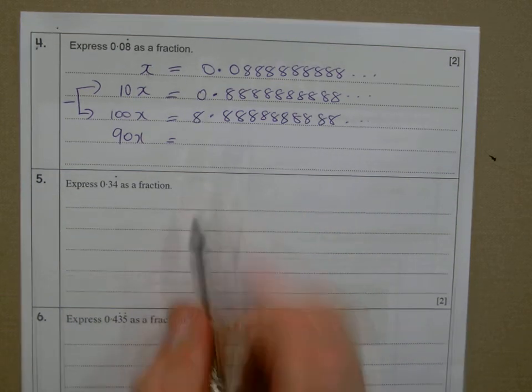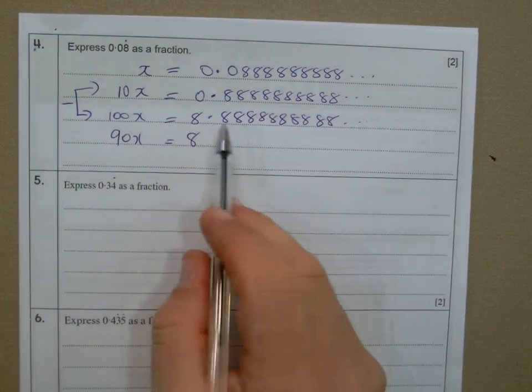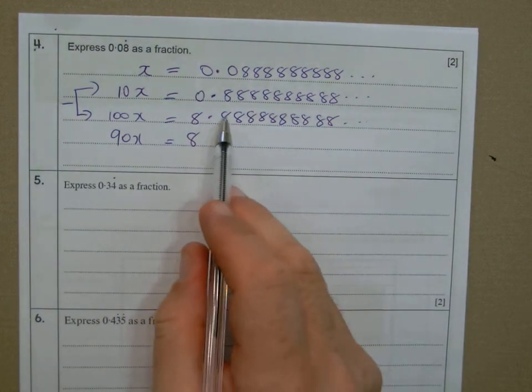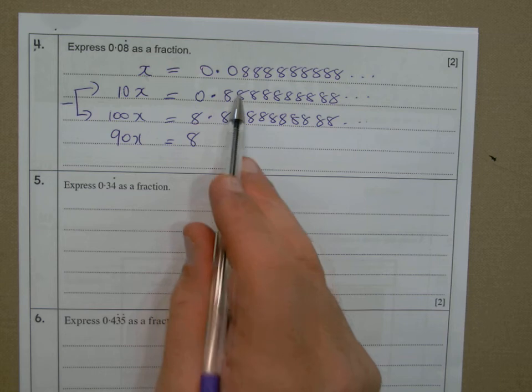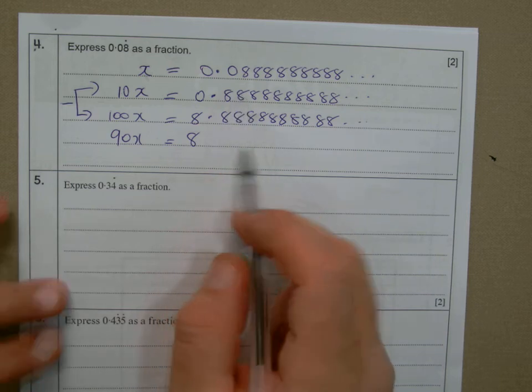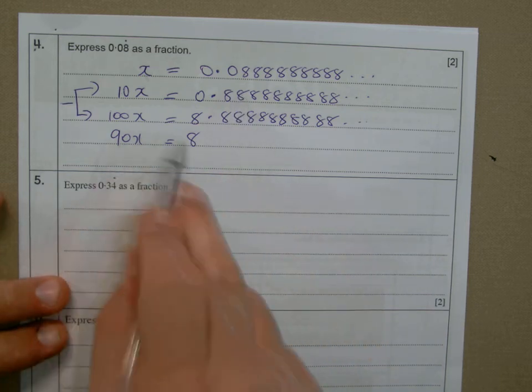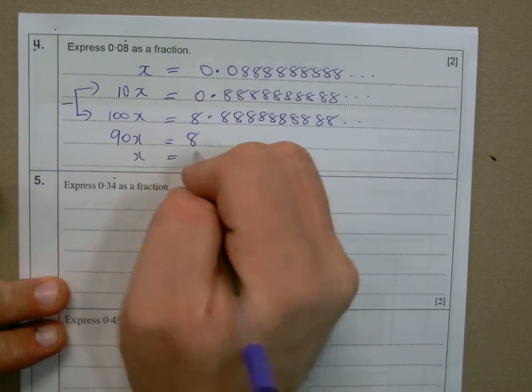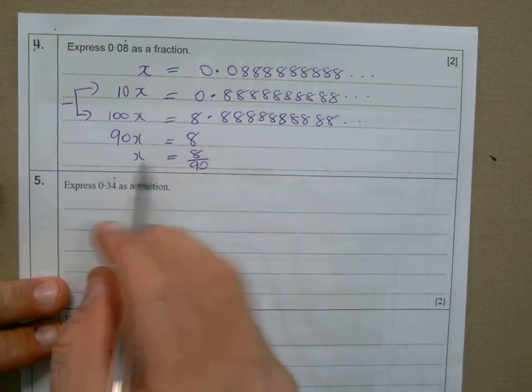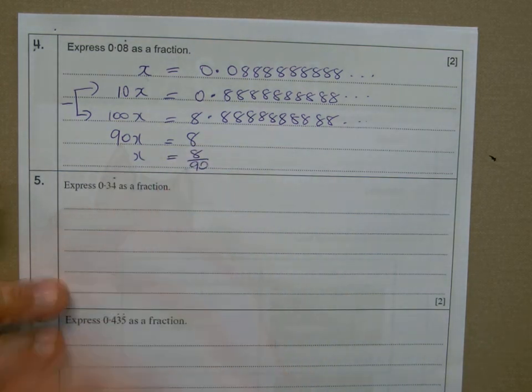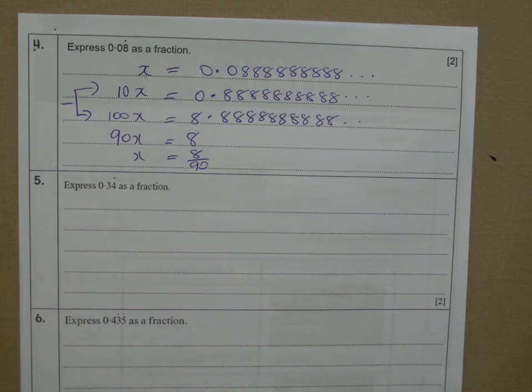Now 8 take away 0 is 8. And what's good then is after the decimal point, 8 take away 8 is 0. It all vanishes. So you're left with an equation. Quite simply then, you can take the 90 over the other side, because we're timesing, so when you take it over, you're dividing. And that's your answer, that's your fraction answer. No need to simplify it, because it just says leave it as a fraction. So the answer there is perfectly acceptable.